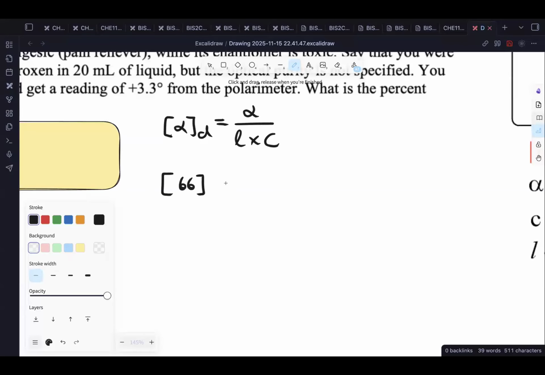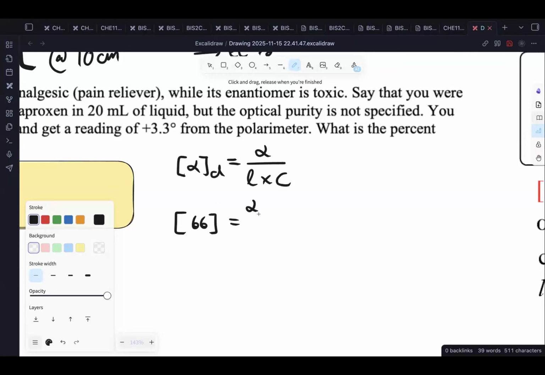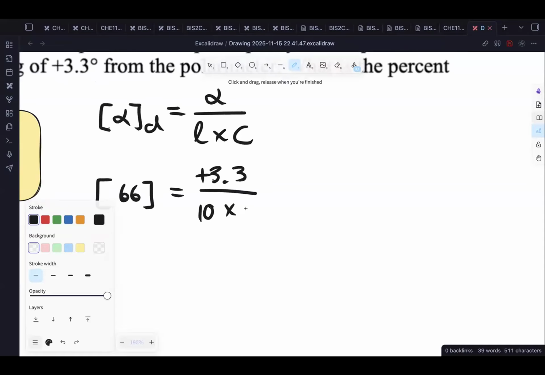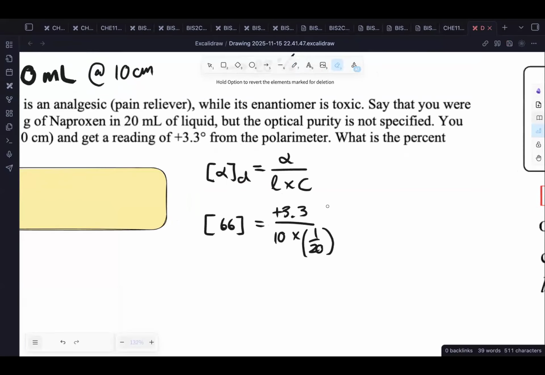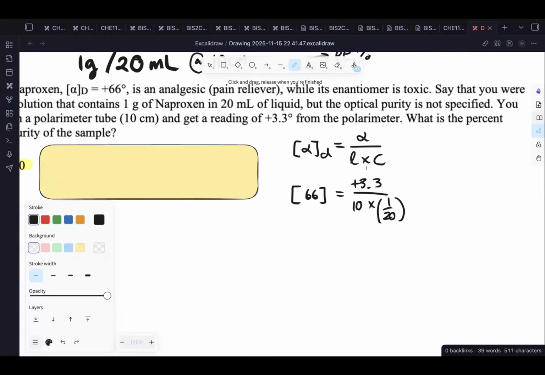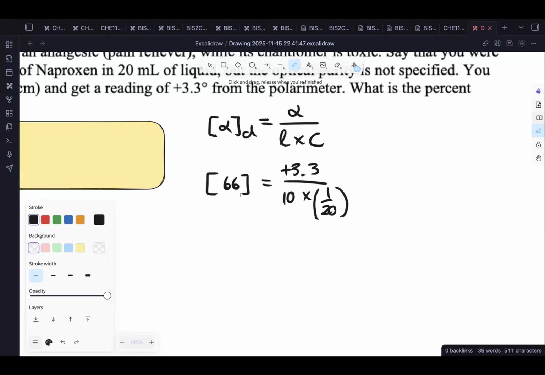Now, let's plug in some values. 66 degrees is equal to alpha of the observed, which is 3.3, divided by the length of 10 centimeters times 20 milliliters. I'm sorry, 1 gram per 20 milliliters. So 1 over 20. But I want to make sure I'm doing this correctly. So before we do this, we have to check the units. So the units in this case of alpha are going to be in degrees. So that's perfectly fine. And then we know that the observed rotation was this, but the specific rotation is this.